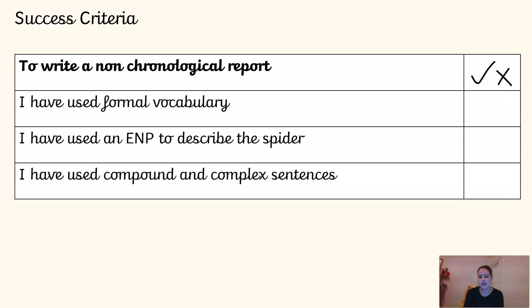So my success criteria for today, I need to make sure that I've included formal vocabulary. I also need to make sure I've used an expanded noun phrase to describe my spider, and I'm also going to have to make sure I include a compound and complex sentence.